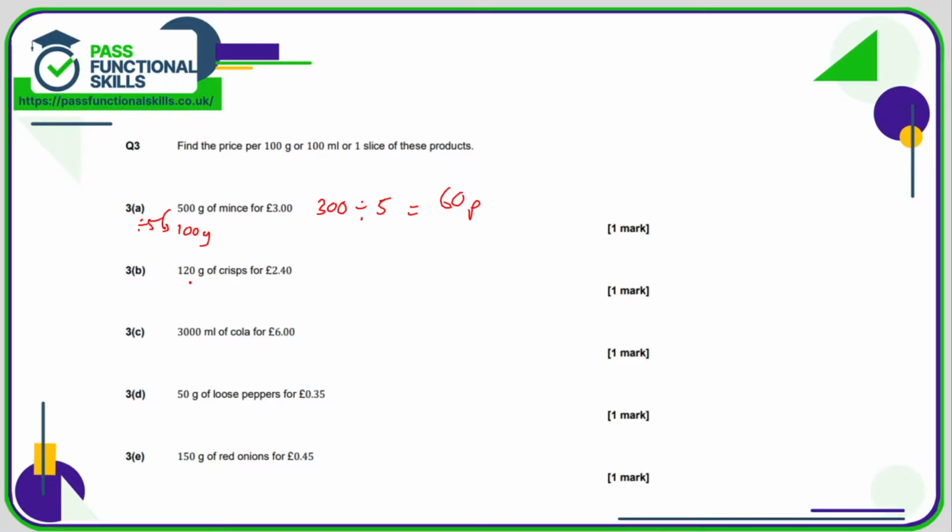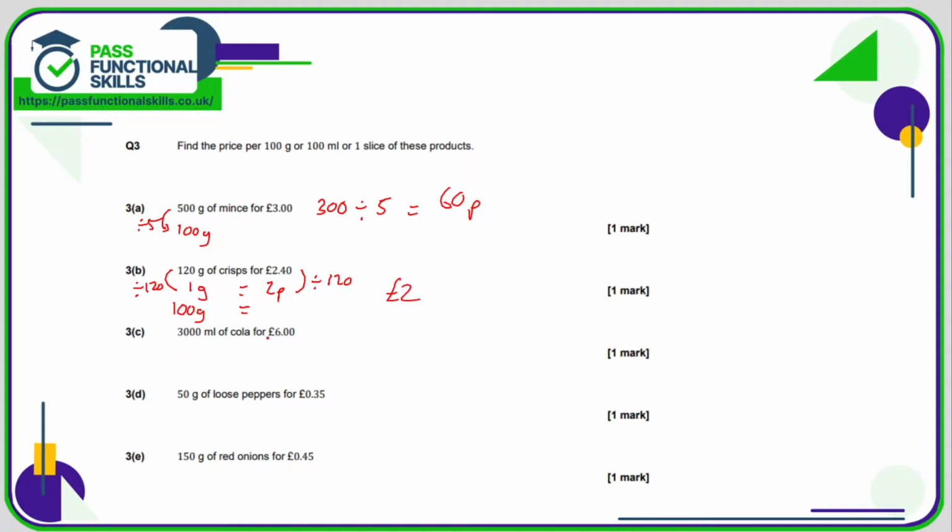So what we're going to do here is work out what 1 gram of crisps is going to cost. Now 1 gram is 120 times less than 120. So what I need to do is divide £2.40 by 120, because if we're dealing with 120 times less crisps, it's going to cost 120 times less. So 1 gram therefore costs 2p. So if 1 gram is 2p, then 100 grams is going to be 100 times this amount, and 100 times 2p is 200 pence, otherwise known as £2.